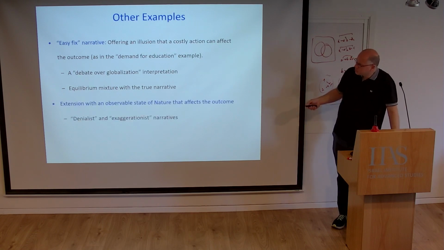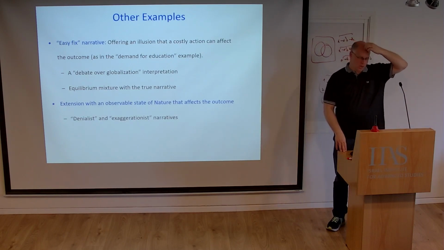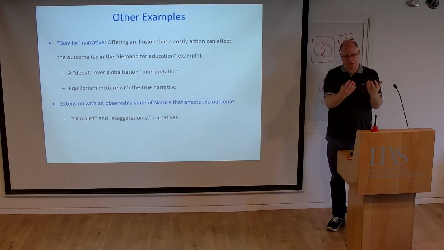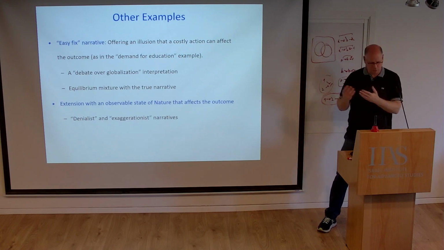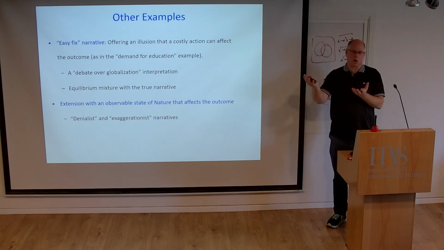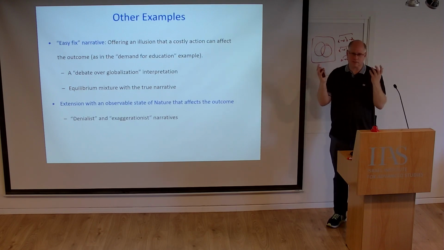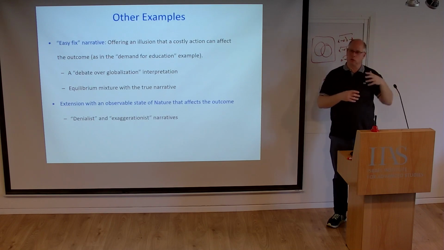Another example that I personally like in the paper is we add an observable state of nature that the policymakers can get to observe and condition on before making a decision. And so narratives will naturally then differ in terms of how they attribute outcomes to the state of nature and interventions. So we have in mind, for example, debates about the environment, where the outcome will depend on some exogenous features, but also on your policy.